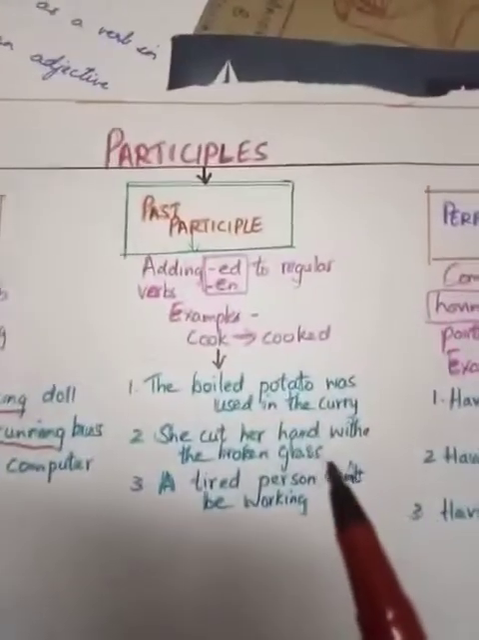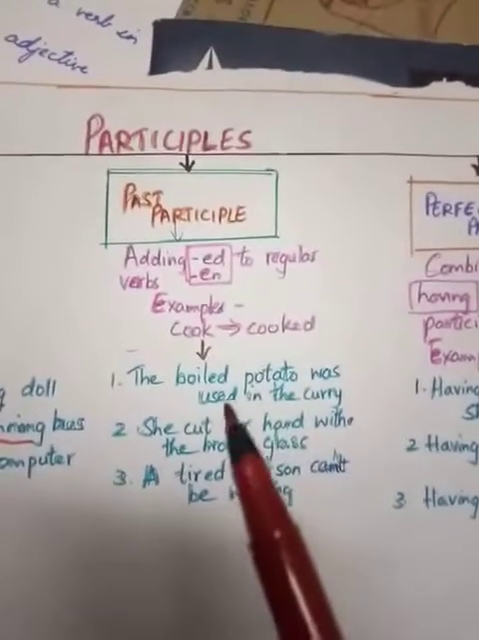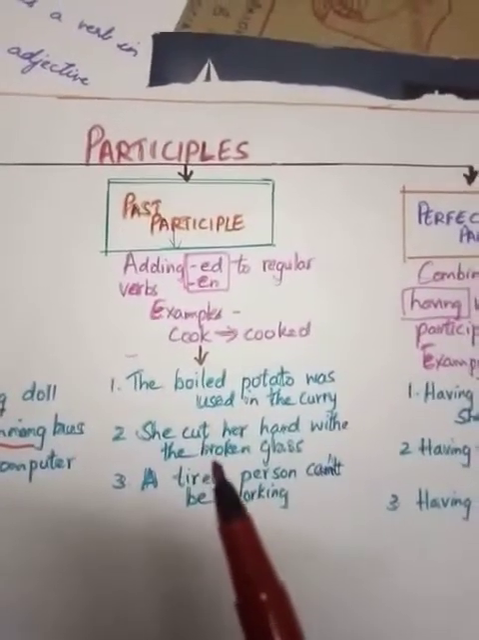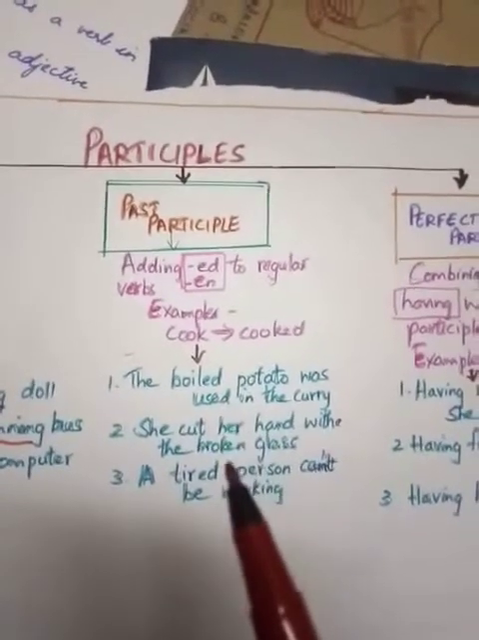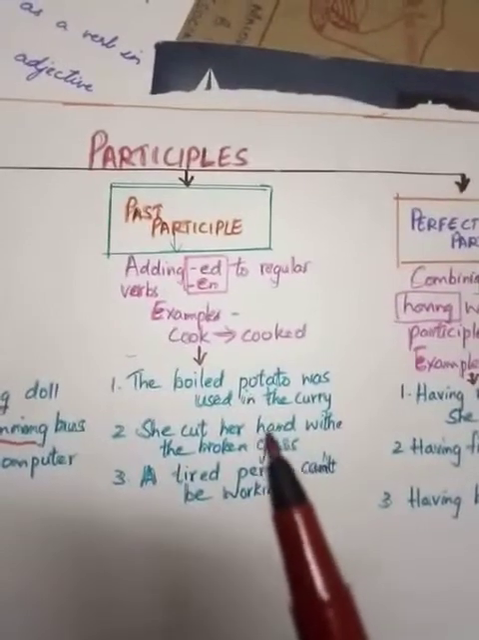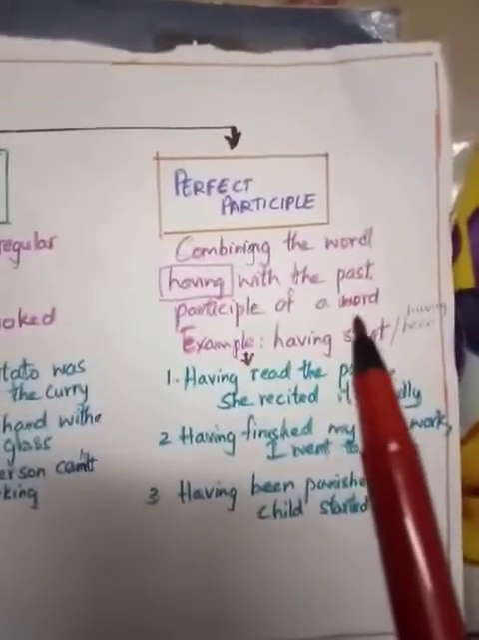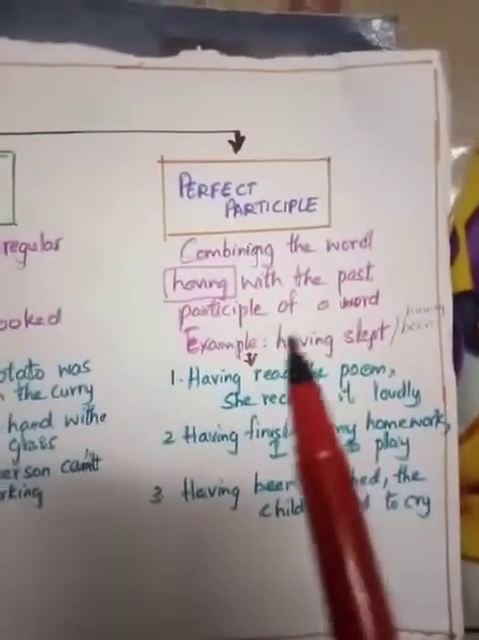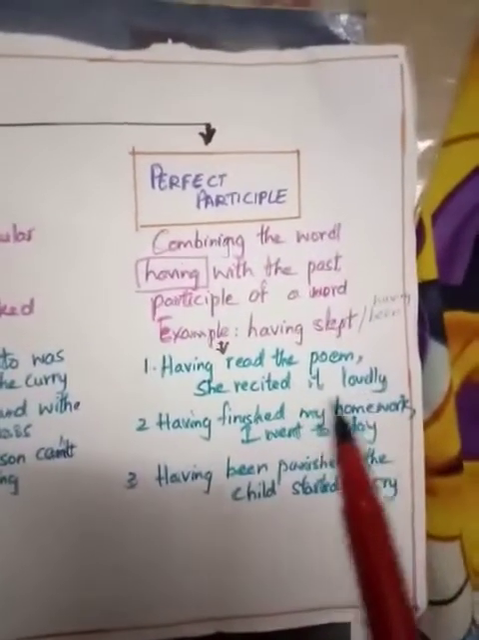Then you have the past participle, using the ed form or the en form. So the boiled potato, ed. Then the broken glass, tired person, en or ed. Broken, en. Tired, ed. So you get the past participle by adding ed or en to regular verbs. Then the perfect participle you get by combining the word having with the past participle. Having or having been. Having read the poem, she recited it loudly.